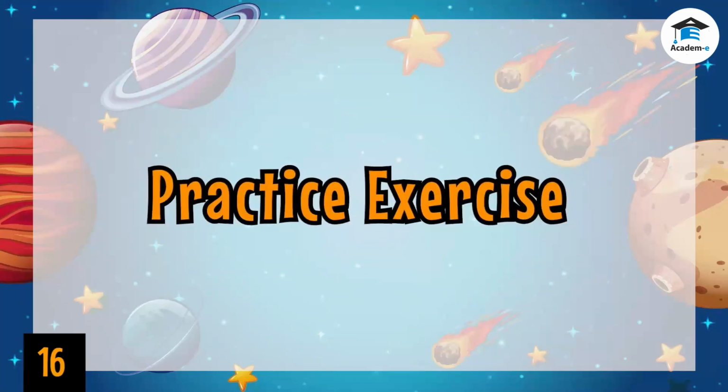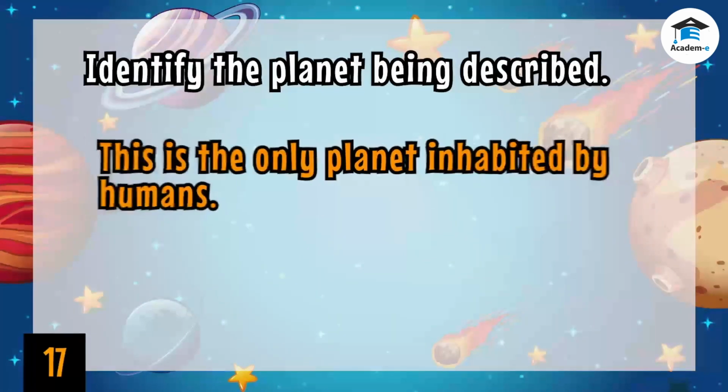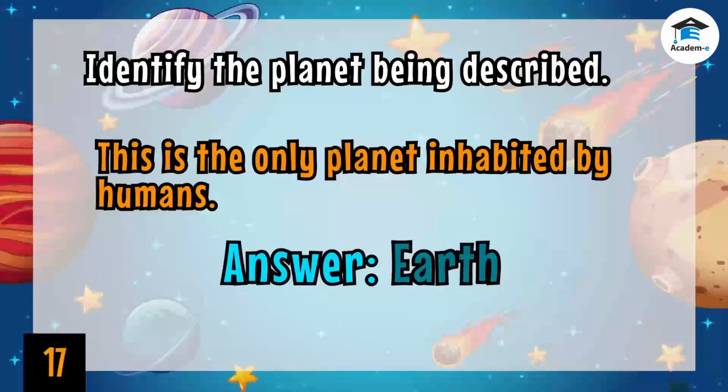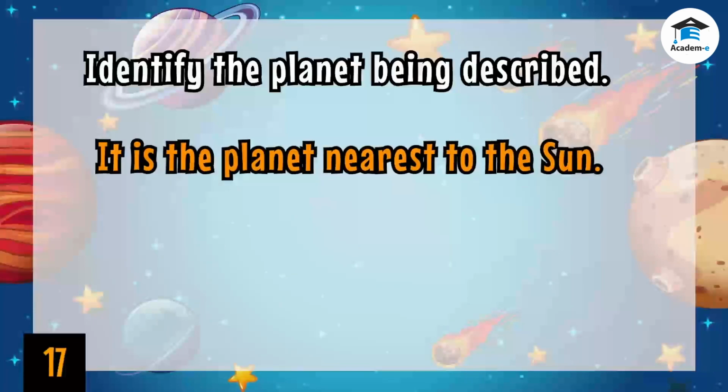Practice exercise. Identify the planet being described. This is the only planet inhabited by humans. The answer is Earth. It is the planet nearest to the Sun.